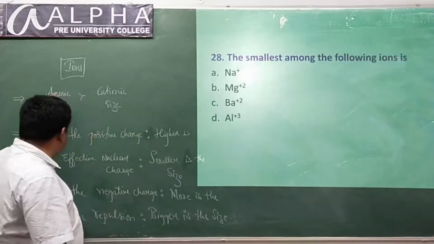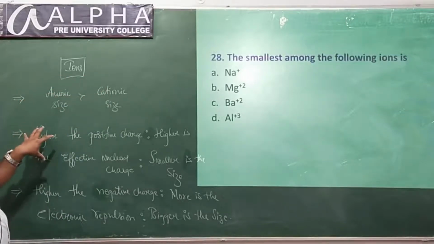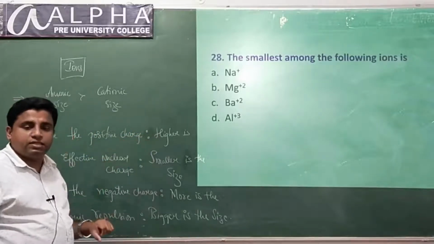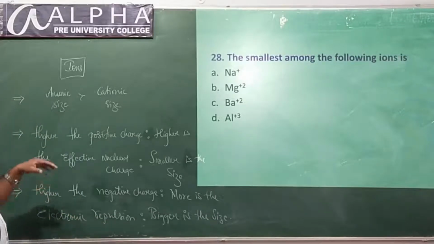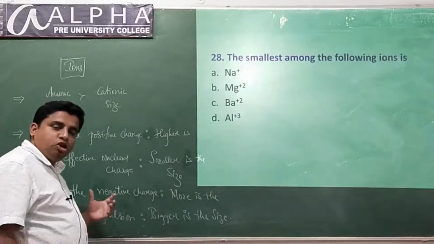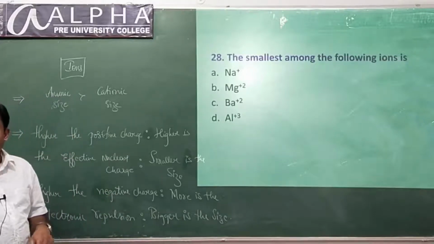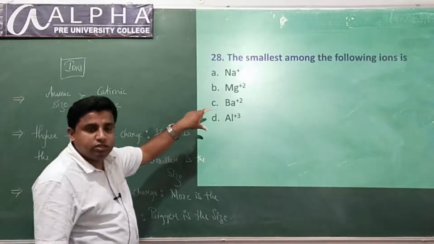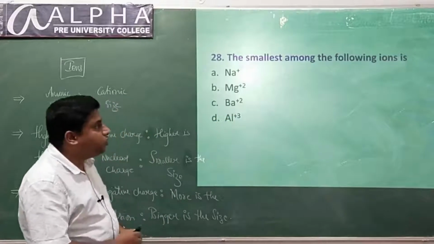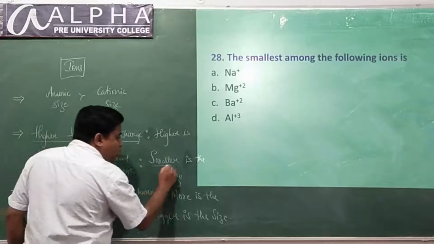So please remember these rules. Anions are bigger than cations. Among cations, if the positive charge is more, effective nuclear charge will be more, size will be less. Among anions, if the negative charge is more, the number of electrons is more. More the number of electrons, more is the repulsion. More the repulsion, bigger will be the size. Now, let us answer this question. Among the following, we have cations with 1 positive charge, 2 positive charge, 2 positive charge and 3 positive charge. Which among them is smallest? Use this rule: higher the positive charge, smaller is the size.